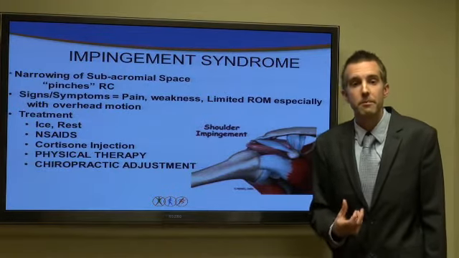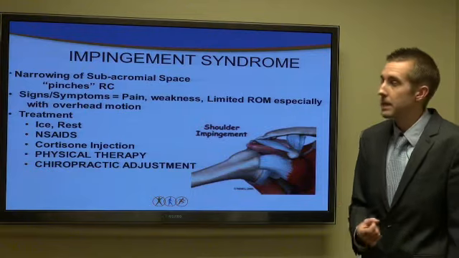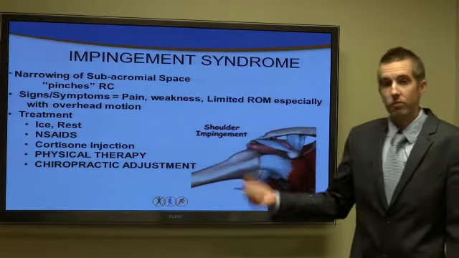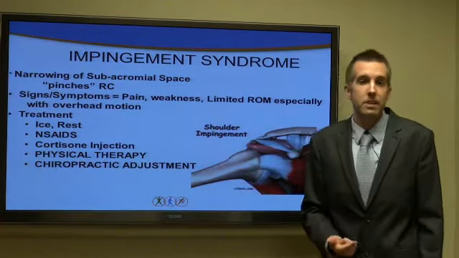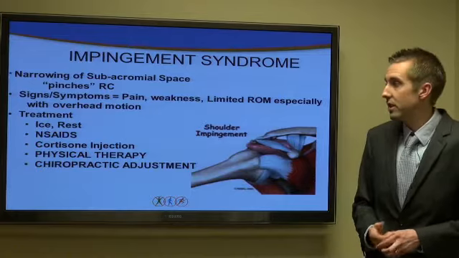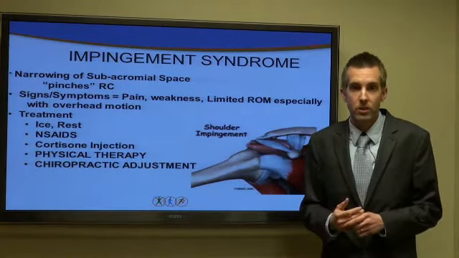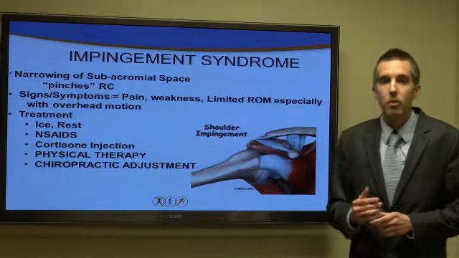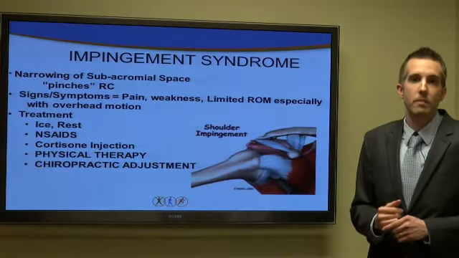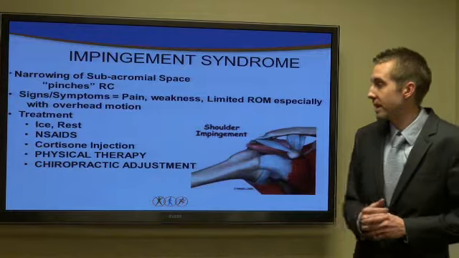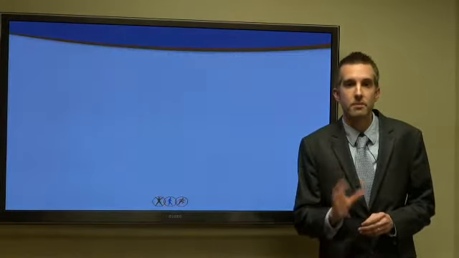The way you want to treat impingement syndrome or tendinitis is with rest and ice, and then maybe you need to take anti-inflammatories. More aggressive treatment includes cortisone injections, and most importantly, you want to do a good physical therapy program as well as chiropractic adjustment so that shoulder is balanced.